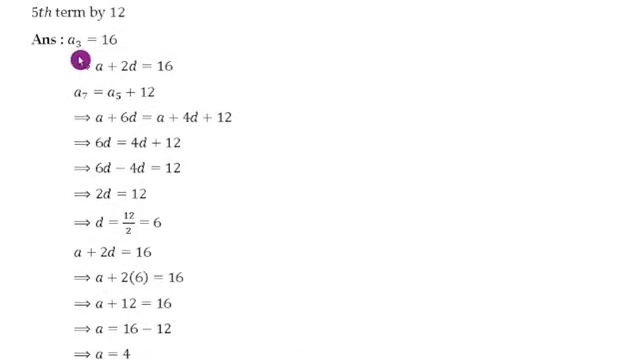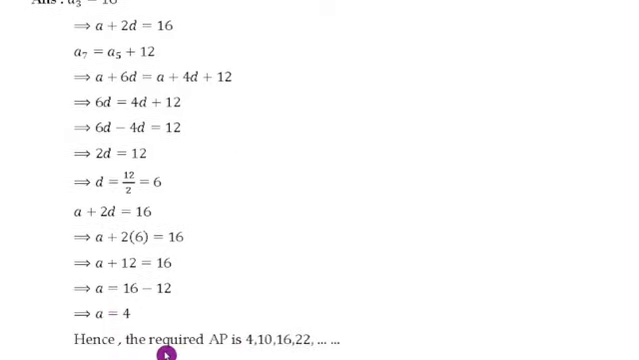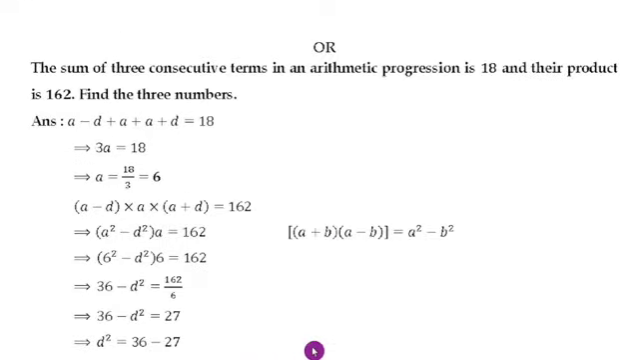So already we have A3 is equal to 16. So A plus 2D is equal to 16. So A plus 2 of 6 is equal to 16. So A plus 12 is equal to 16. So A is equal to 16 minus 12, 4. So like that you have to find first term and common difference. So if you know first term and common difference, easily you can write the arithmetic progression, that is 4, 10, 16, 22.